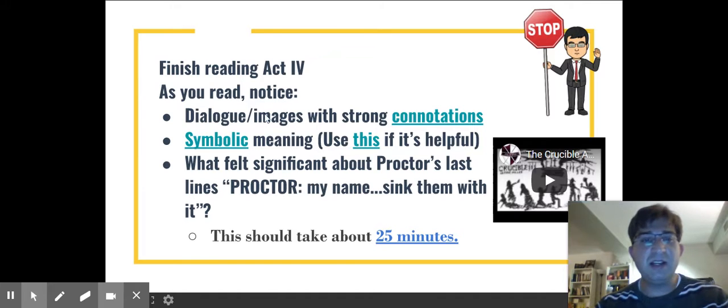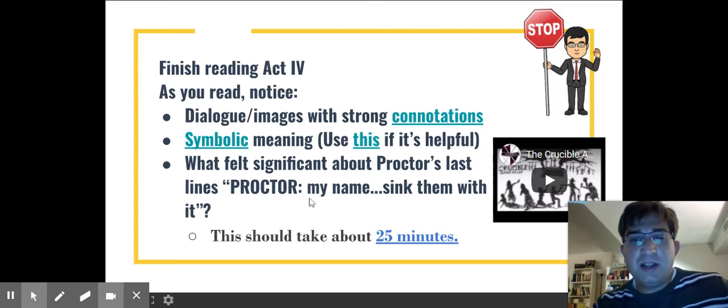Okay, so as you read, you should notice dialogue and images with strong connotations, right? Words that have a lot of feelings. And you can click on these links to help you. I also want you to notice symbolic meaning.